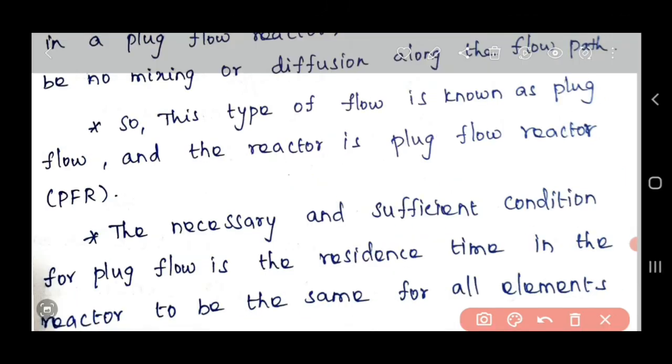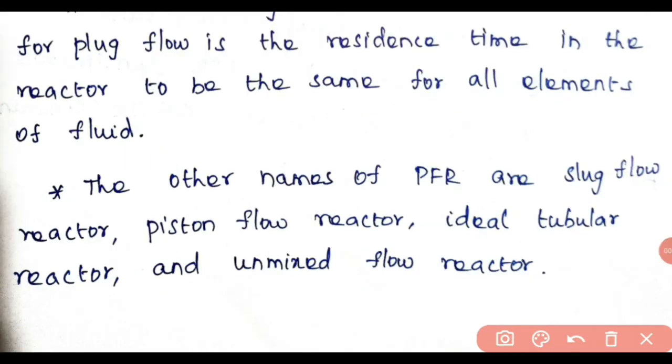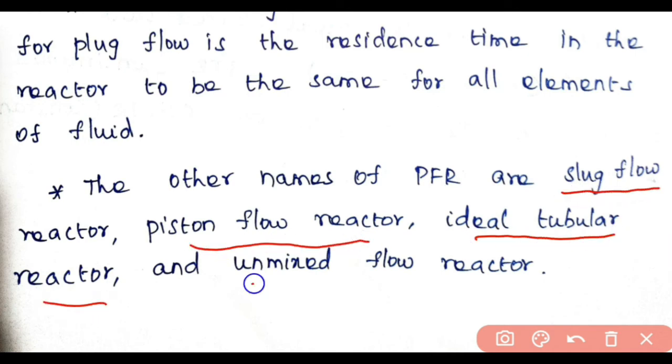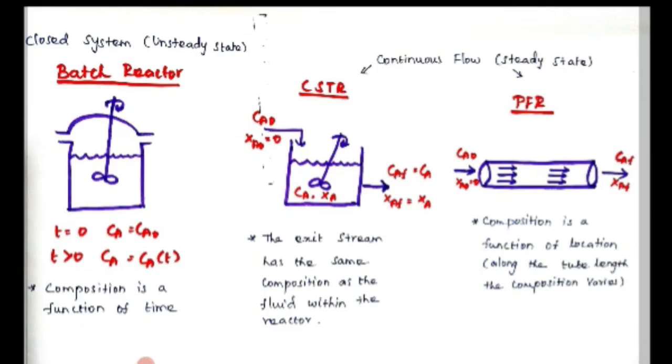And the necessary and sufficient condition for plug flow reactor is the residence time of your reactant in the reactor to be the same for all elements. The other names of plug flow reactor are slug flow reactor, piston flow reactor, ideal tubular reactor, and unmixed flow reactor. Let's see a quick comparison between batch reactor, CSTR, and PFR.